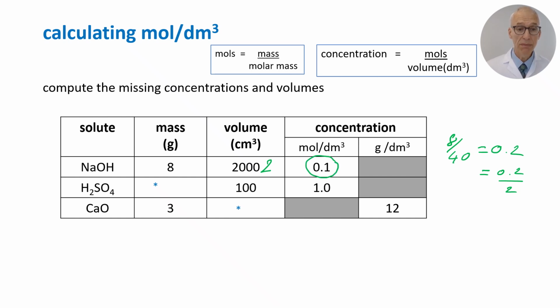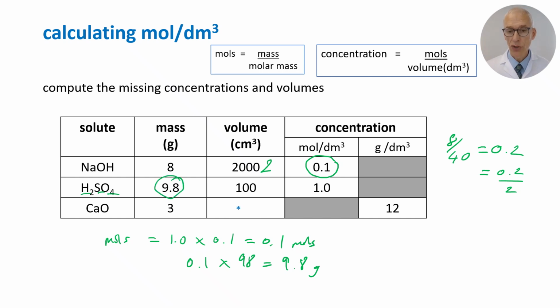For the second problem, we come up with 9.8 grams. Where does that come from? Well, the moles of sulfuric acid is going to be the concentration times the volume. So the mass will be the number of moles, 0.1 moles, times the molar mass, which is 98. Sulfuric acid: 2, 32, and 64 comes to 98, so 9.8 grams.